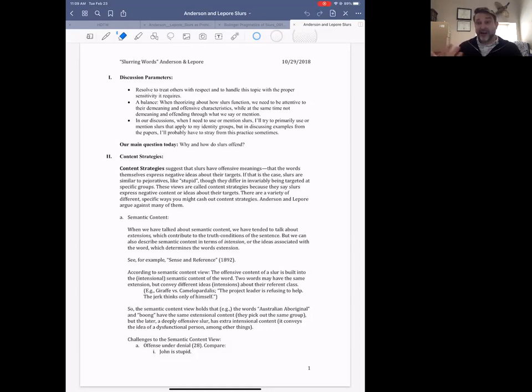So obviously this topic is a sensitive one. And I wanted to start today just by going over some discussion parameters, because we will be discussing this tomorrow on Wednesday and then again on Friday. The most important thing when we're considering these sensitive topics is that we all need to resolve to treat others with respect and to handle this topic with the proper sensitivity it requires.